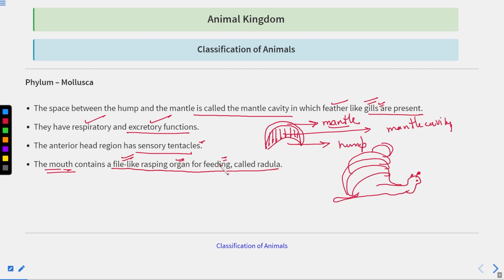It helps in the feeding process, and that rasping-like organ has a name, called radula. So do remember this name, radula. Only you can see this in this particular phylum.